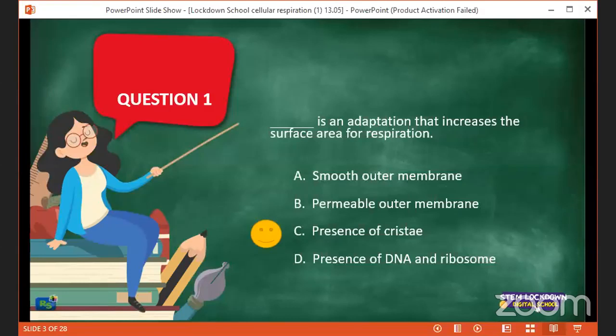The answer is C, the presence of cristae. Okay. So remember, look at the question. It says the adaptation that increases surface area for respiration. So now we're looking at surface area, right? And we know that DNA and a ribosome, they don't play a role in surface area. DNA is dealing with the genetics of the cell, right? So remember, DNA does not play a role in surface area. Okay. If we can just quickly revise this.